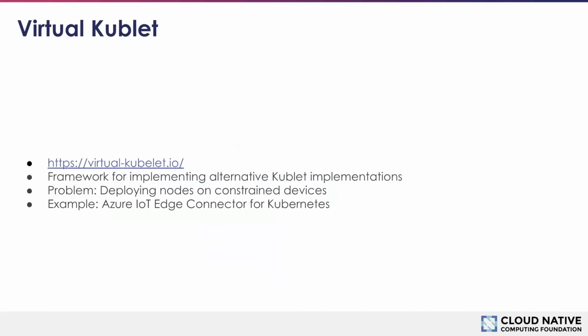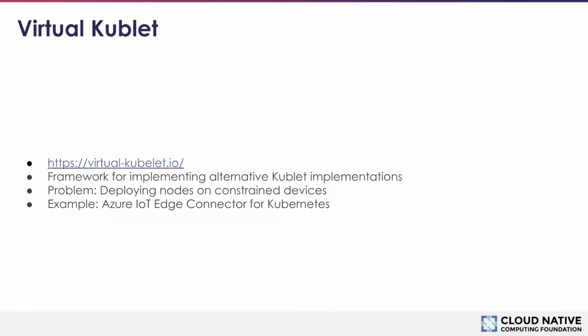Virtual Kubelet is on the first look a similar thing, but it focuses only on a single job, and it is to provide a framework for implementing alternative Kubelet implementations. So it came from a different origin. It came from the use case of trying to scale out the Kubernetes cluster to the other resources in the cloud center.